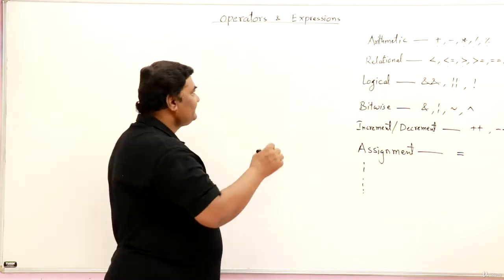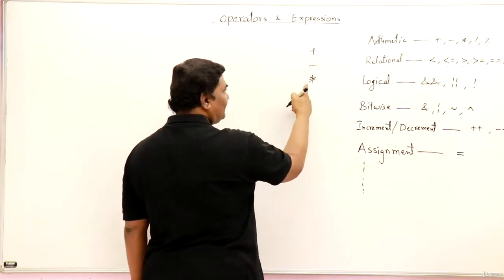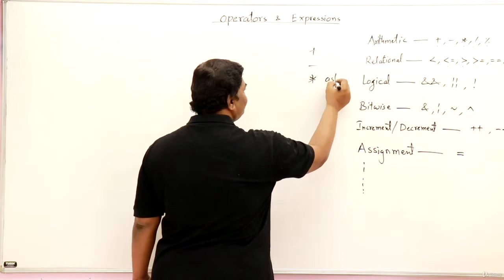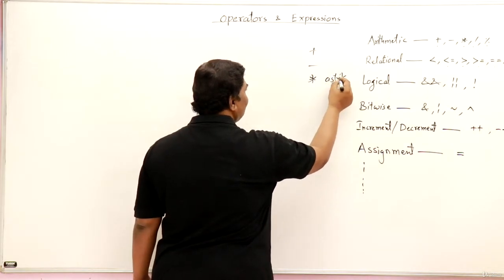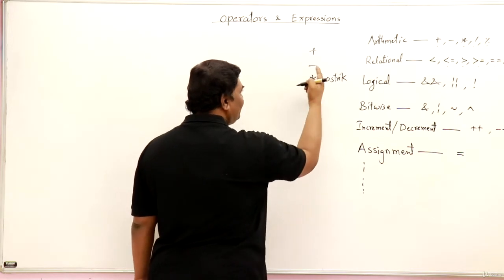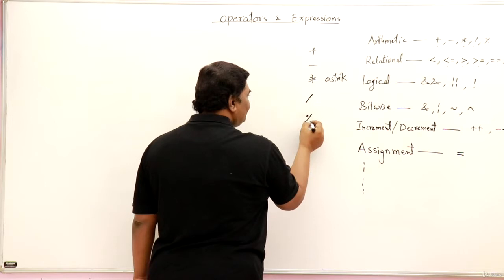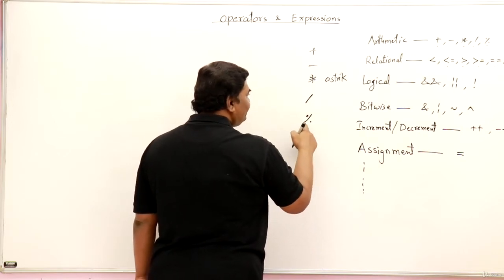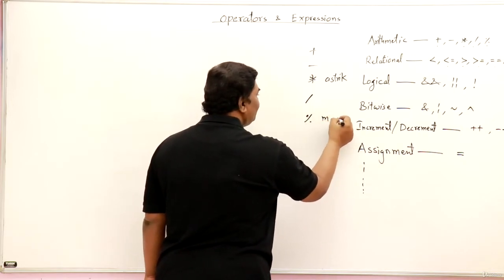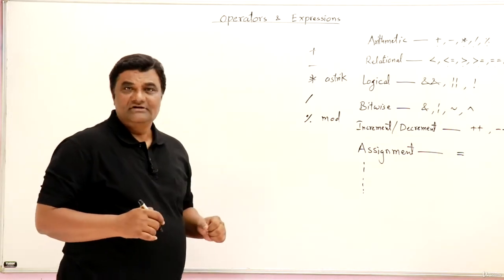Let us take the operations. See, addition, subtraction, multiplication. This is star. It is also called an asterisk, right? Students call it a star, but this is the asterisk. It is used as multiplication, and then this is division, and this is the percent symbol, and this is mod. We call it mod in C++. Let us understand how they work.